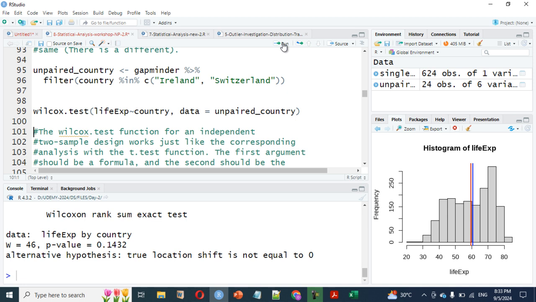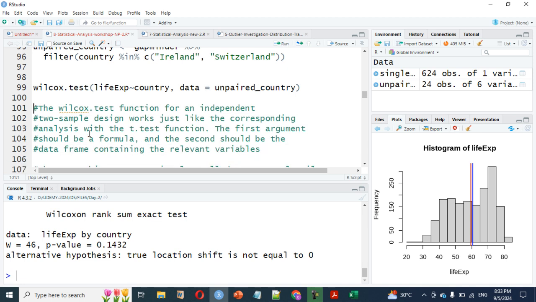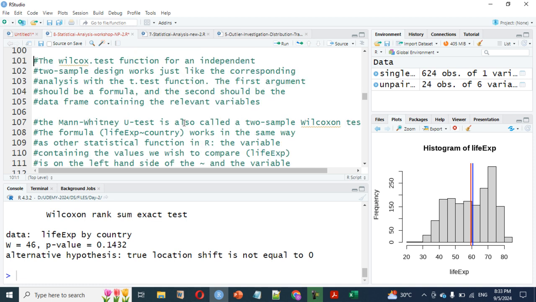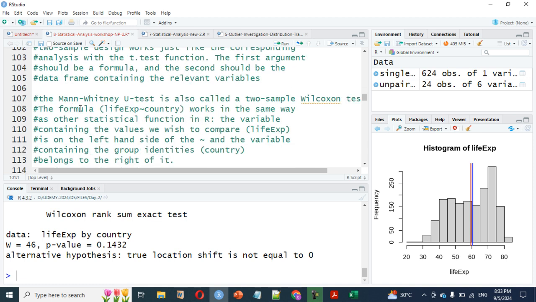All right. So we run the test function for an independent two-sample design, and it works just like the corresponding analysis with the t-test function. The first argument should be a formula, and the second should be a data frame containing the relevant variables. All right, so let's read further. The Mann-Whitney test is also called a two-sample Wilcoxon test.